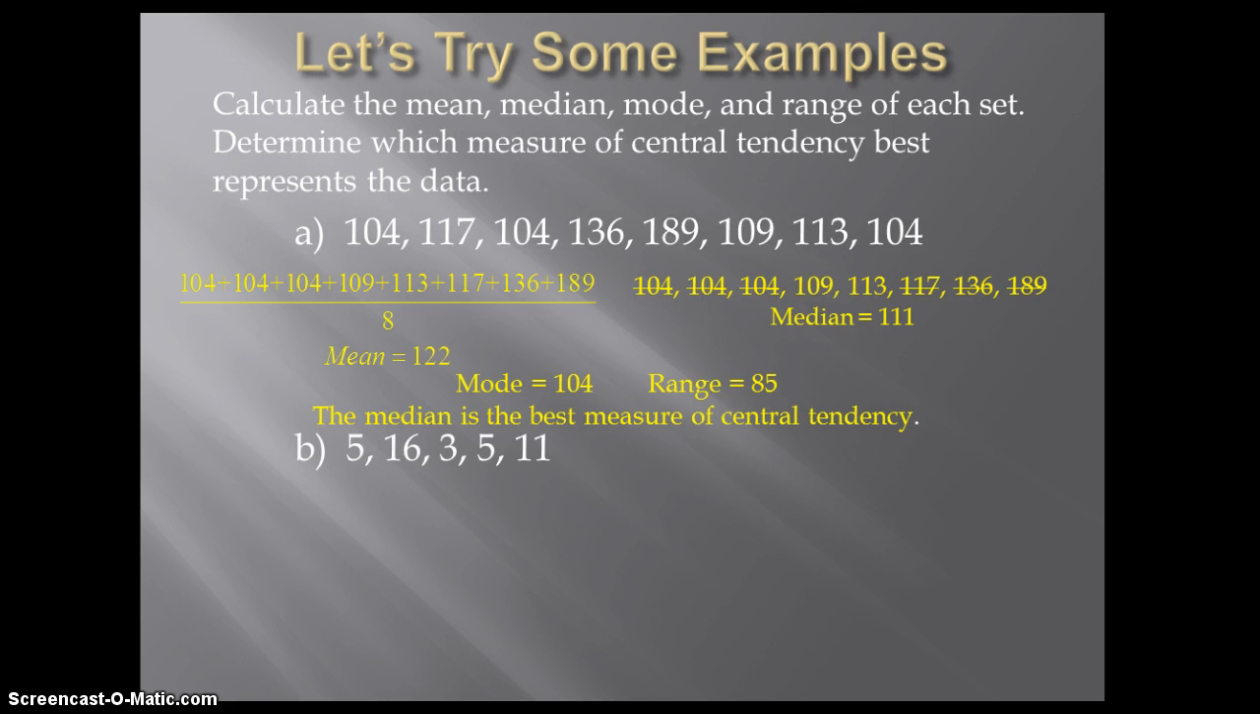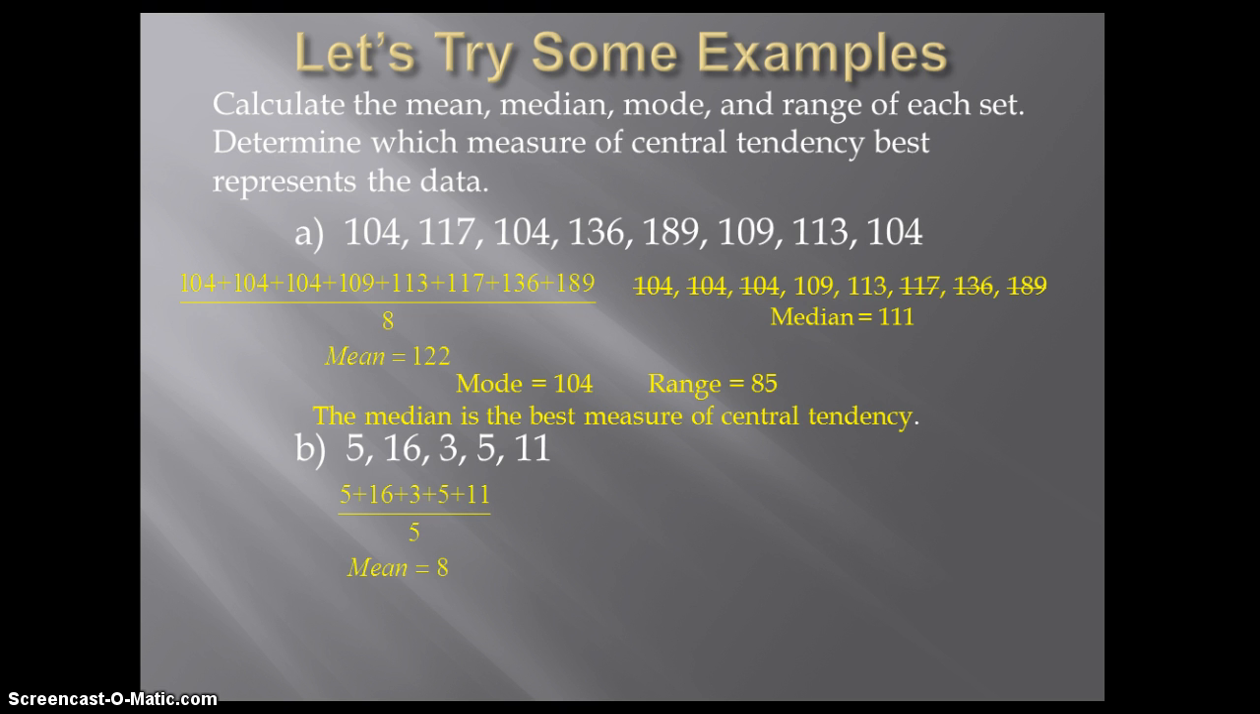Now, which measure best describes it? Well, if we look at our data set, for the most part, they're grouped pretty close together, but we have this number, 189, which is so much bigger than all the other values. So we're going to say that's an outlier, and because it's an outlier, we know that the median is going to be our best measure of central tendency because the median is more consistent. If we look at the difference between the mean and the median, the median is much more realistic as far as a middle number.